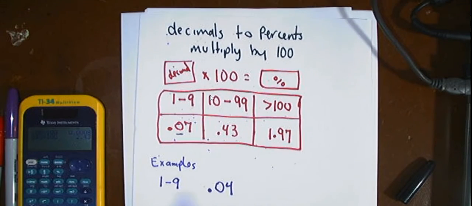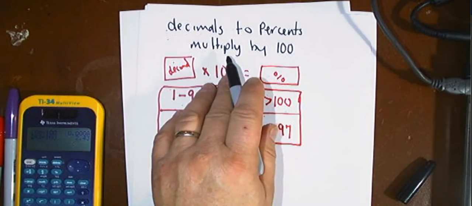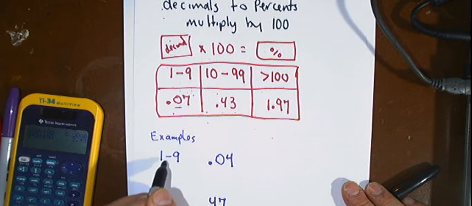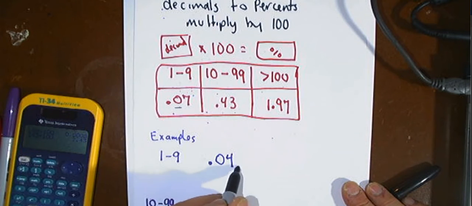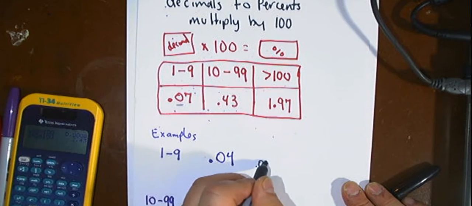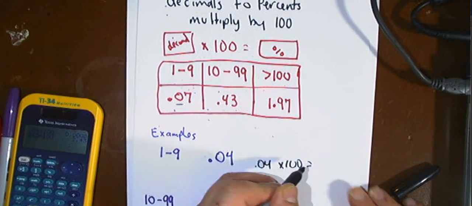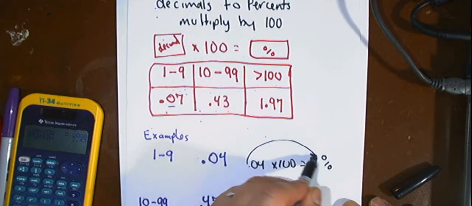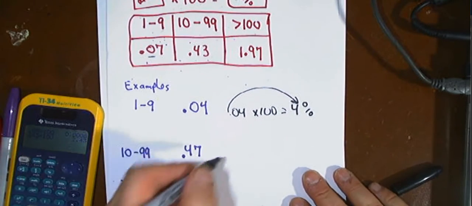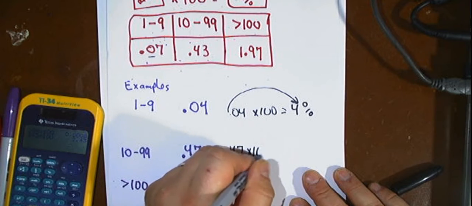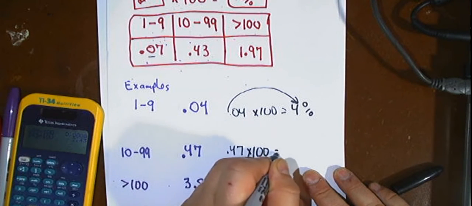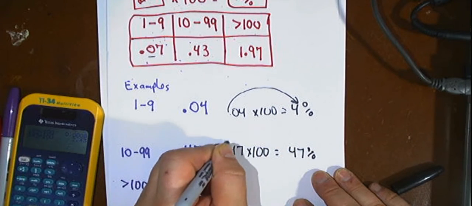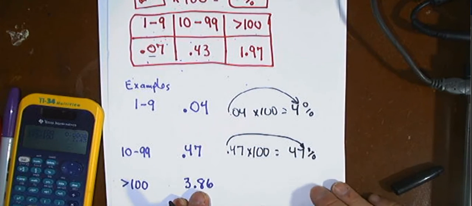Okay, so when we were going percent to decimal, we divided. When we go decimal to percent, we multiply. So I take, this is an example of between 1 and 9, so 0.04. I'm going to take 0.04 times 100, and when I use my calculator, it's going to come out to 4%. Now notice, the percent sign replaces the decimal. Here, 0.47 times 100. When I multiply it out on the calculator, it's going to be 47%. Decimal is replaced by the percent sign.